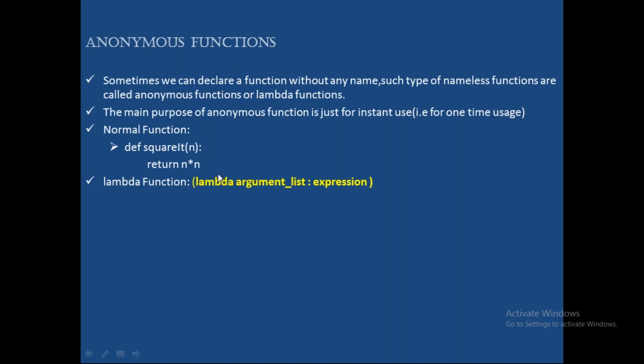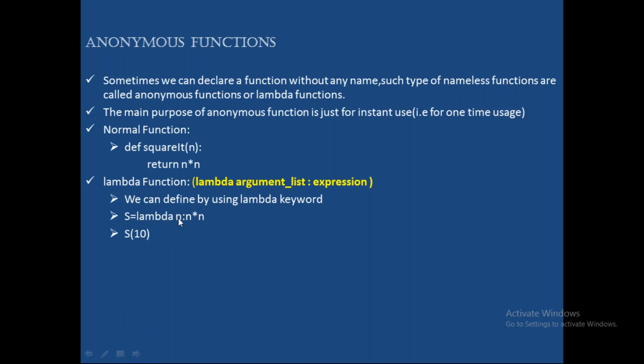In the same way, lambda is the keyword you need to use to define lambda functions. The argument list is the parameter you define here. The expression is the logic, n into n, which you write here. For example, we can define s = lambda n: n*n. You understood this? Now how to call this: s(10).